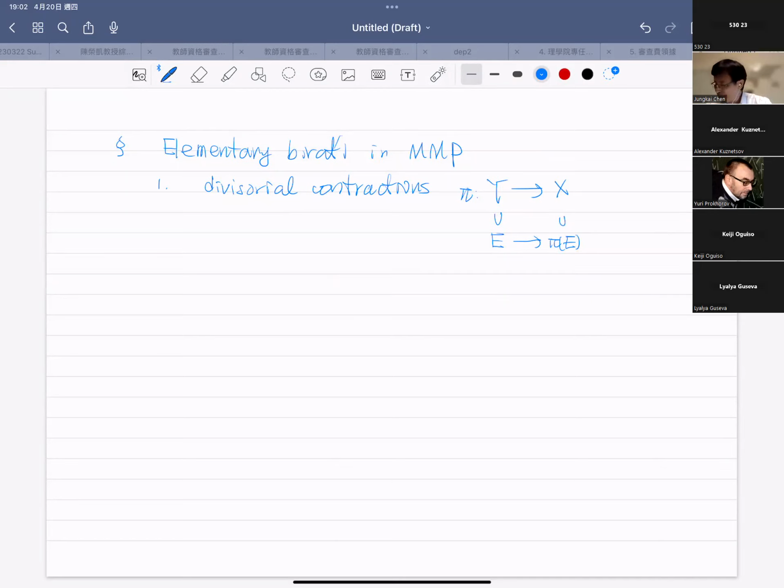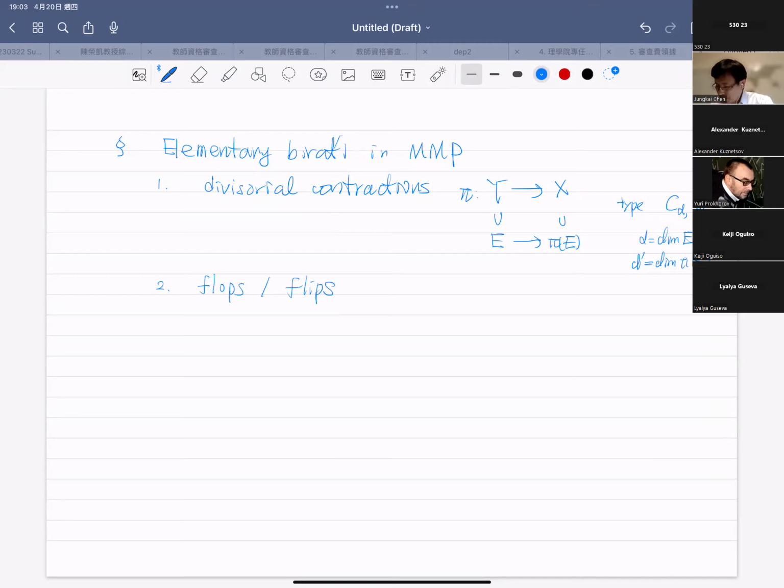Sometimes we might denote it as type, say C or D prime, where D denotes the dimension of E, and D prime denotes the dimension of the image. These are one of the typical elementary partial maps in the minimal model program. Another type of elementary partial map, of course, consists of flops or flips.